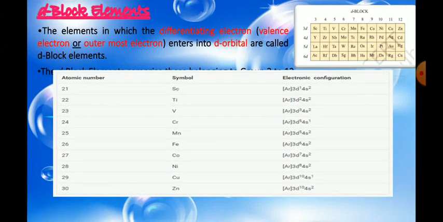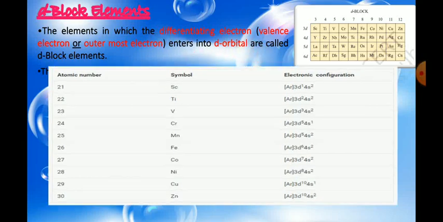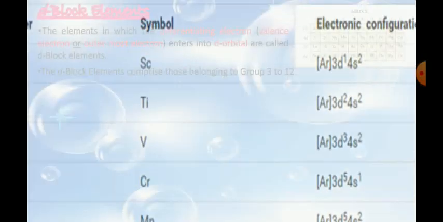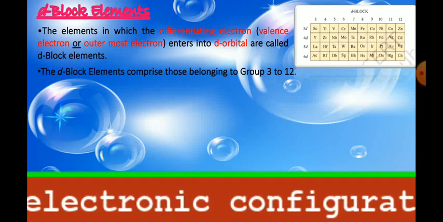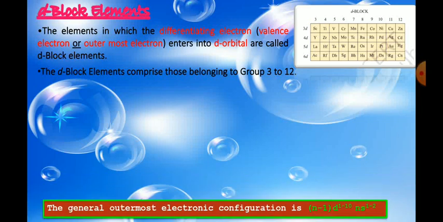Clear? So in this way, if you take any element in these 4 series and write the electronic configuration, the valence electron always moves to D orbital only. Hence they are called D block elements. Group number 3 to 12.